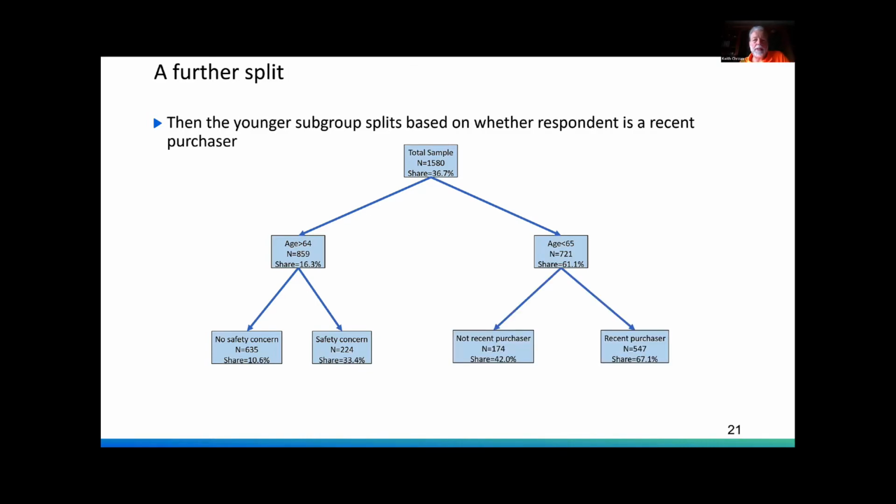As we keep going, we see the right-hand side also splits. So the younger folks who are under 65, among whom 61% were interested in acquiring our new service, split further based on whether they're recent purchasers or not. If they're not recent purchasers, they go to the left, and only 42% of them are interested in our service. If they are recent purchasers, they go to the right, and over 2/3 of them are interested in our product.